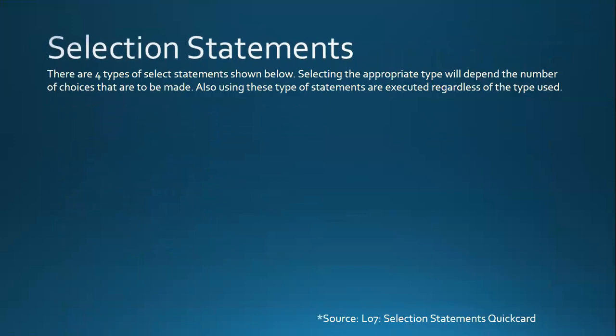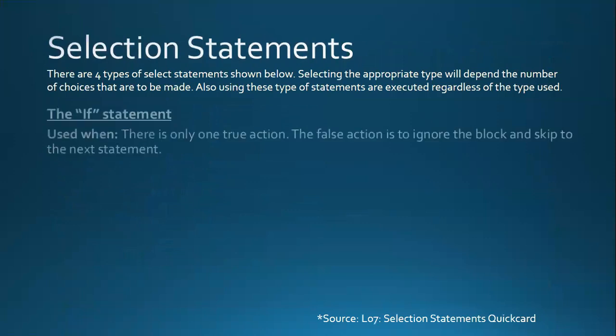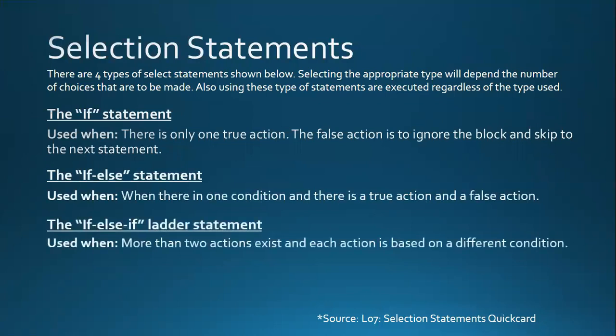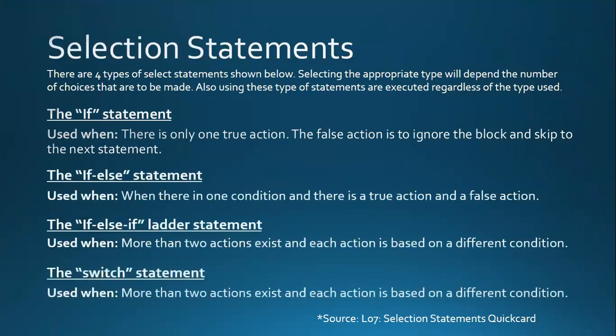And I'll go over selection statements and passing arguments. First, we'll go over selection statements. There are basically 4 types of selection statements that we show down below. Selecting the appropriate type will depend on the number of choices that will need to be made. Also, using these type of statements, they're usually executed regardless of the type being used. The if statement, you basically want to use that when there's only one true action.